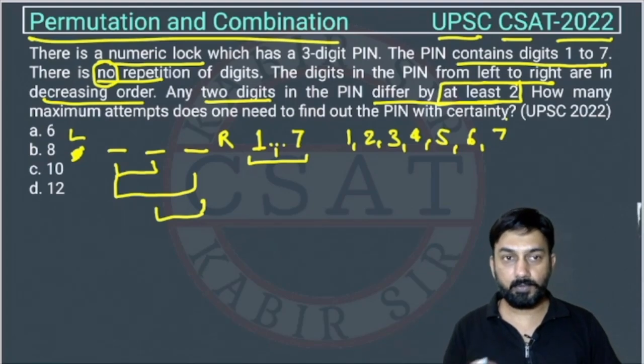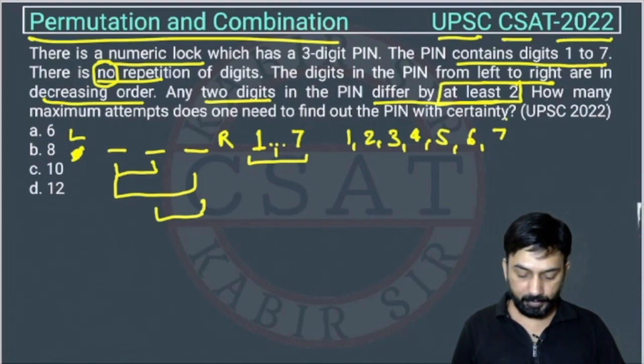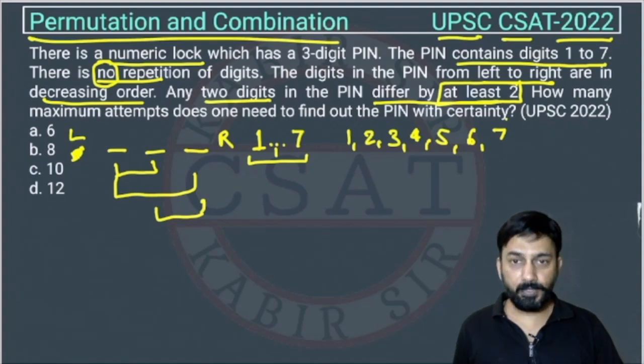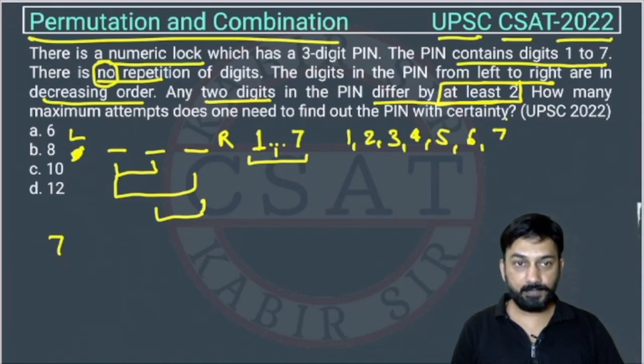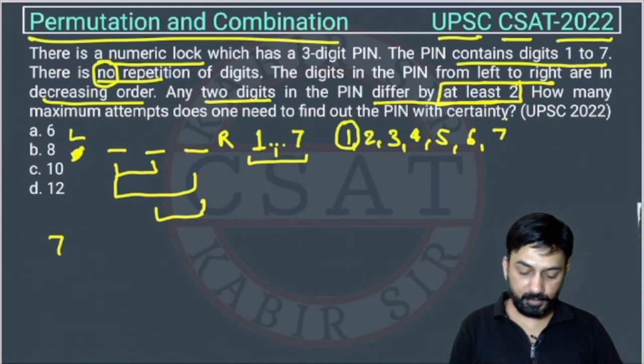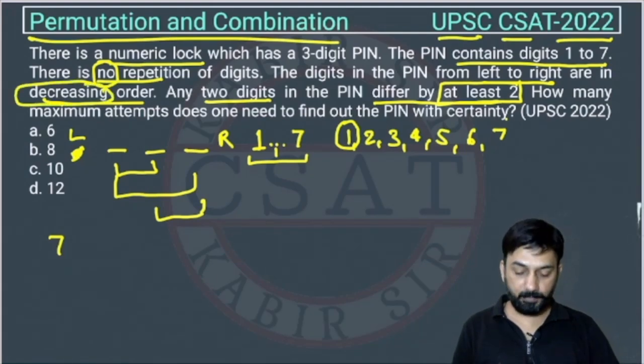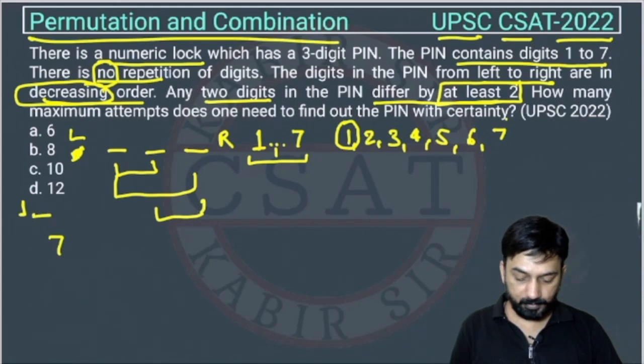जितने password generate होंगे उतने number of attempts somebody will try to open it. So we have to count the number of passwords that can be generated with these conditions. Suppose the password starts with 7. The password cannot start with 1, because it would not satisfy the decreasing order condition. If it starts with 1, the next term could be 3, the difference is 2 and that condition is satisfied, but the digits are in increasing order, so this is not possible.